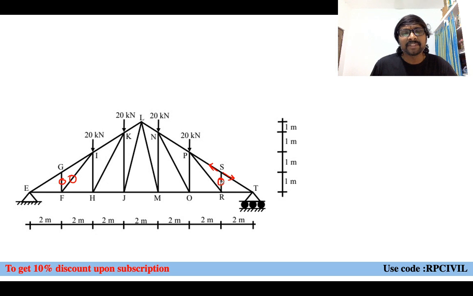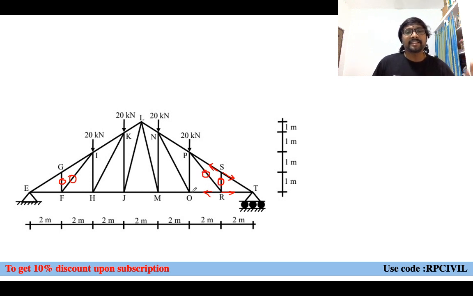And when you are removing this SR, at this joint R also, RO, RT and RP are 3 members. Among them, this RO and RT are collinear members. RO and RT are which one? Collinear members. Force in these 2 members is 0. Force in this third member RP is equal to 0.